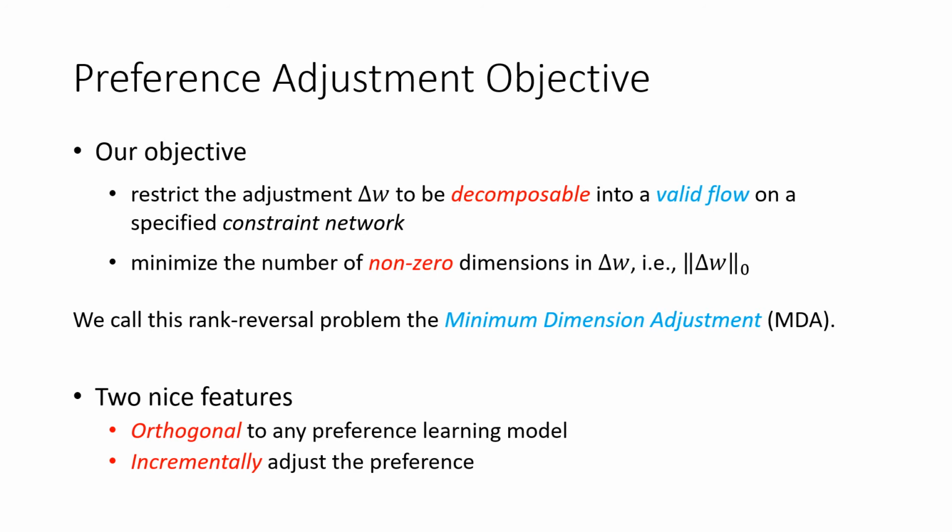First, our work is orthogonal to the choice of preference learning models. Second, despite how good or bad a previous vector learned by an existing model is, we can always incrementally adjust the preference vector to a better place for every user. They exactly help address the two pain points mentioned on the last slide.